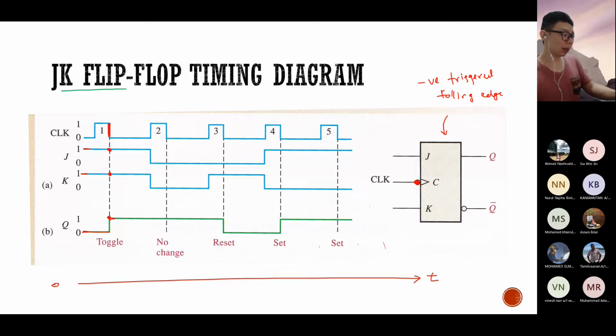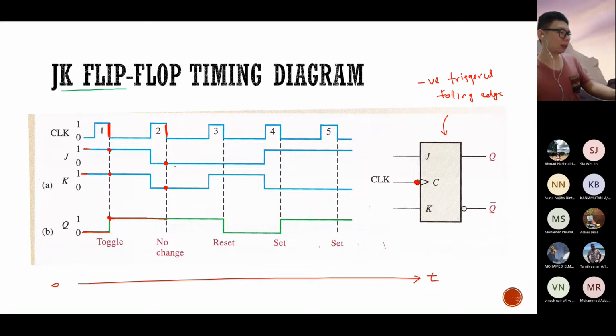After this brief moment that it toggles, it's just going to stay there until it gets the next trigger. Look at this, everything here stays the same until you meet the next trigger at this point. At this trigger point, it reads what the input is and determines the output.